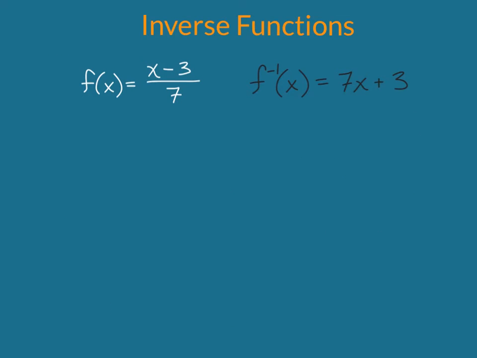The last thing we'll take a look at in this video is the relationship between a function and its inverse. If, for instance, we wanted to find something like f of f inverse of 2. Remember, this is composing two functions. Now, what is f inverse of 2? That just means we're plugging 2 into the f inverse function. So we'll have 7 times 2, 14, plus 3. So that's 17. So f inverse of 2 is 17.